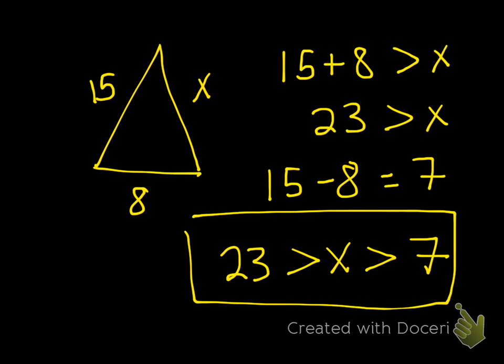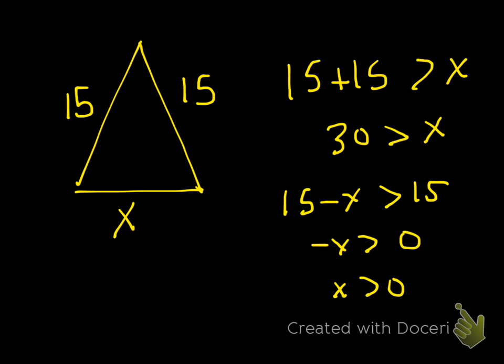Alright, let's try number 12. On this one, if 15 and 15 are the two smaller sides, when you add those together, that means that x has to be less than 30, because 15 plus 15 is 30. So it has to be a number smaller than 30. And it also has to be a number greater than 0, because if you pick any number greater than 0, like if you say x equals 1, then 15 plus 1 is 16, which is greater than 15.